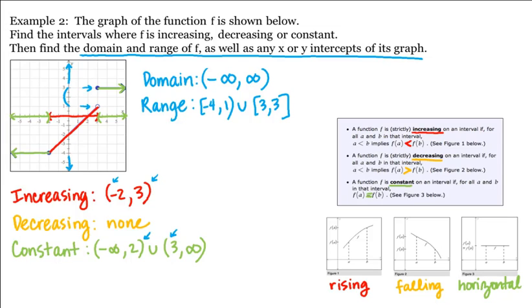All right, we see that we have both an x-intercept and a y-intercept. The x-intercept is 2, and the y-intercept is -2. And this is how we work with increasing, decreasing, and constant intervals, as well as domain, range, and intercepts. Thank you, and we'll see you next time.